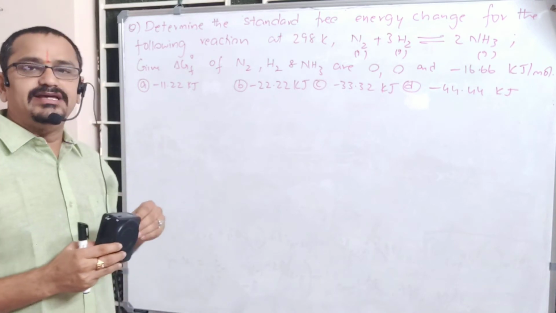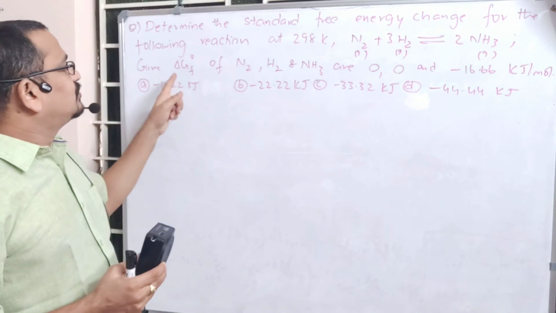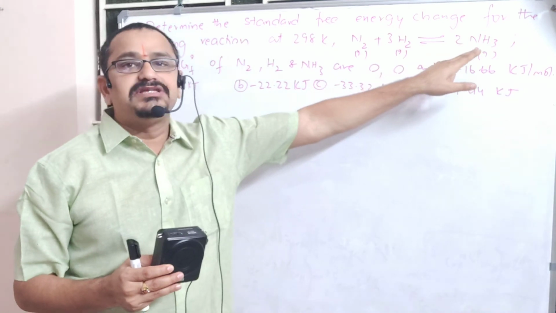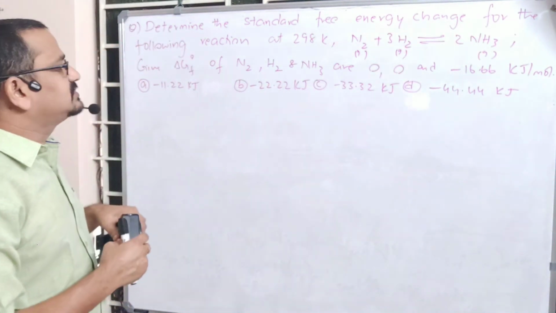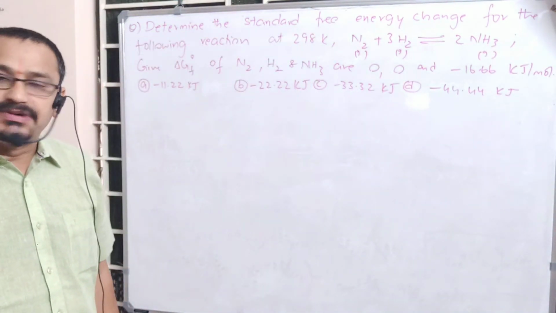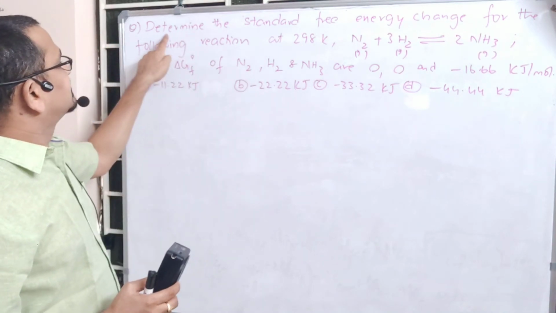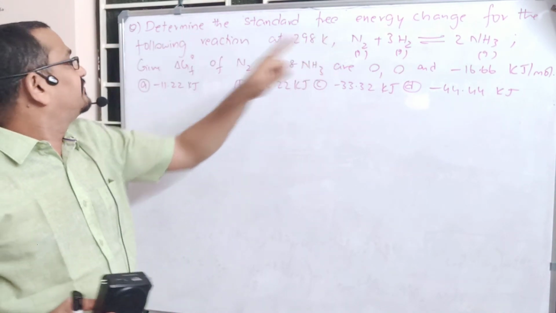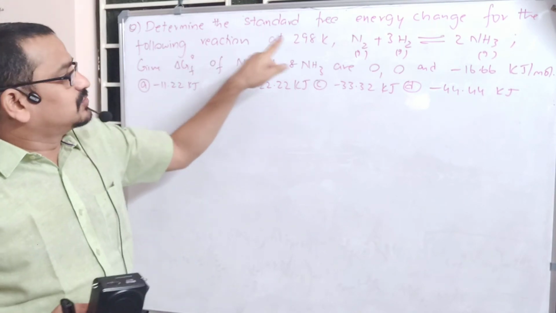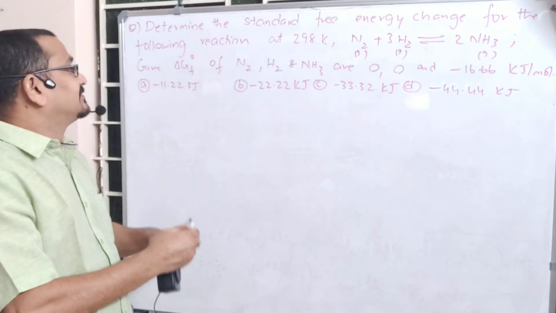Another mistake usually possible in the examination hall is that students will be in a mode of finding the enthalpy change for 1 mole of ammonia, because they will confuse you by giving the values per mole. See here, it is given as kilojoules per mole. By looking at that value, they will find it for 1 mole of ammonia, but in the question it is specified: determine the standard free energy change for the following reaction. It is not per mole of ammonia. For the total reaction, they asked us to find it out. Now, how to find this?